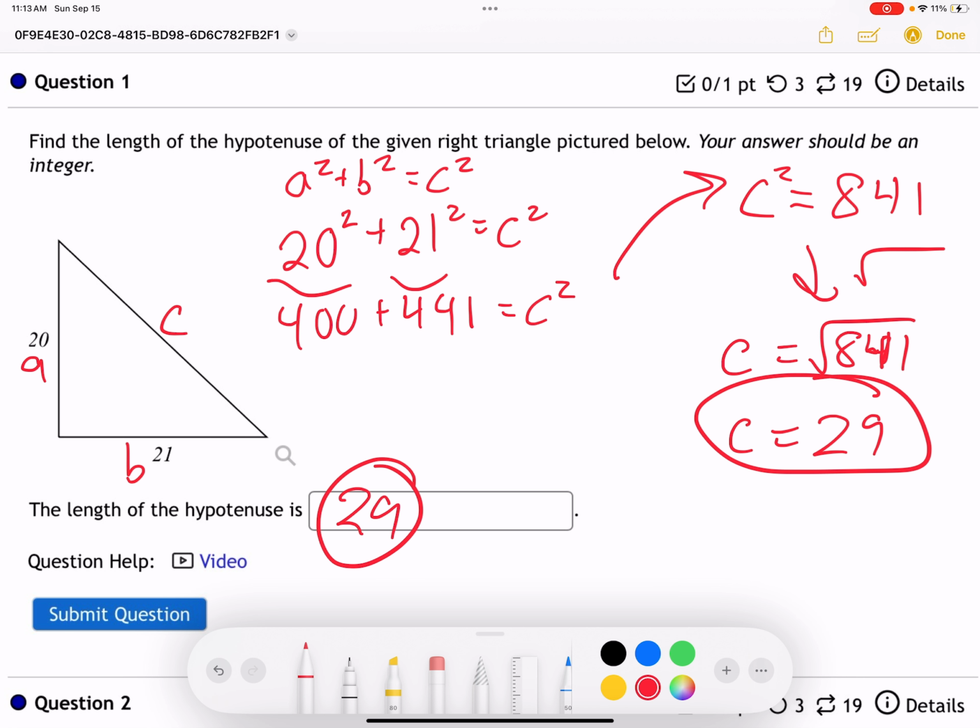Simple enough. They said our answer should be an integer. We continued to get integers for our result. What does integer mean? That word means whole number. If you didn't know that, write that down. Integer means whole number.